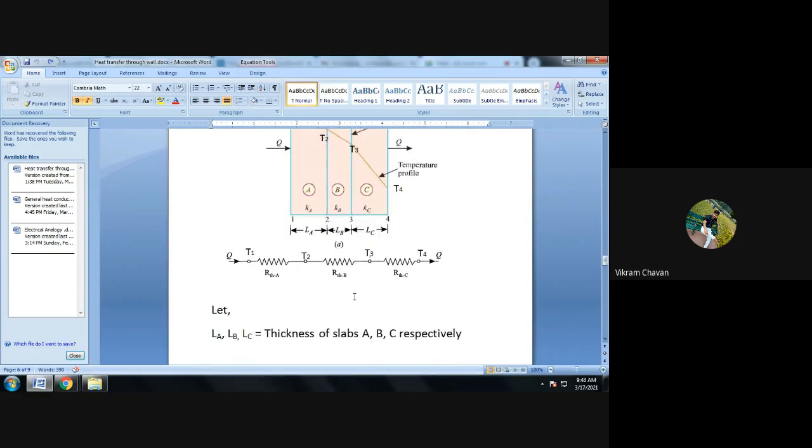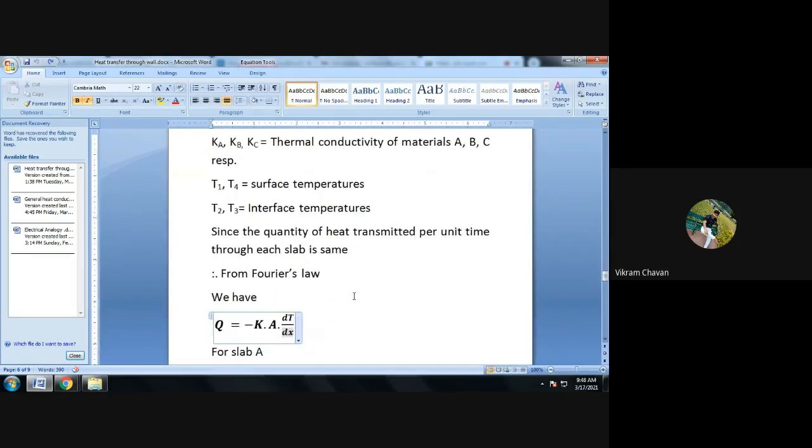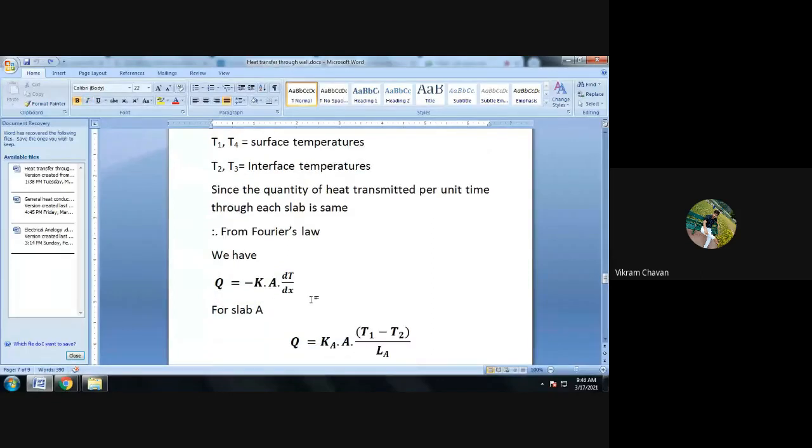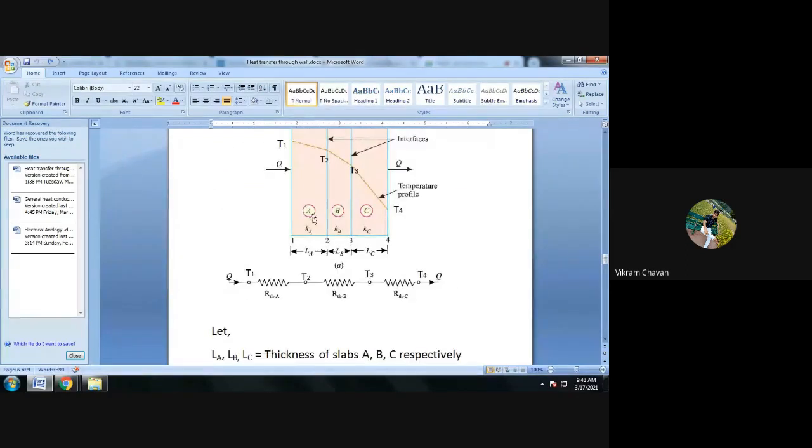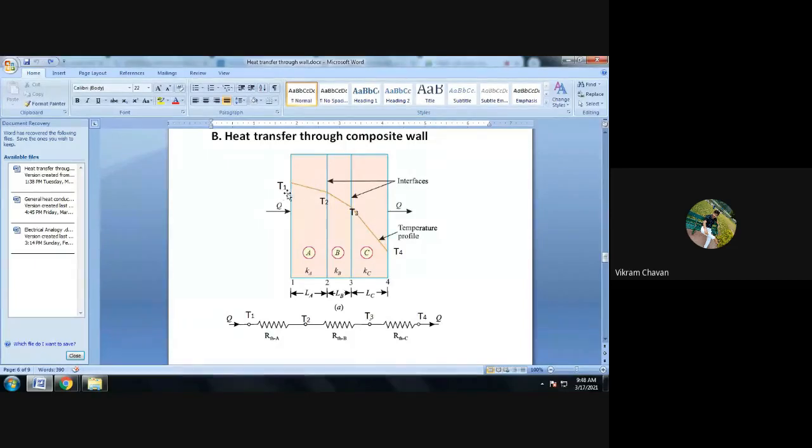Okay, so here in Fourier's equation also, we have to consider it as a constant, capital A, for slab A, B, and C. So for slab A, if you apply Fourier's law, slab A is nothing but what? This is the first slab. Now for slab A, the initial temperature is T1 and the final temperature is T2, and heat is flowing from this surface to this surface.